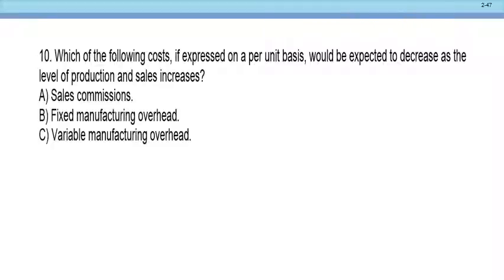How about fixed manufacturing overhead? Fixed manufacturing overhead is going to vary on a per unit basis, right? And it's going to decrease as the level of production increases. As our sales increase, assume our level of production increases, right?